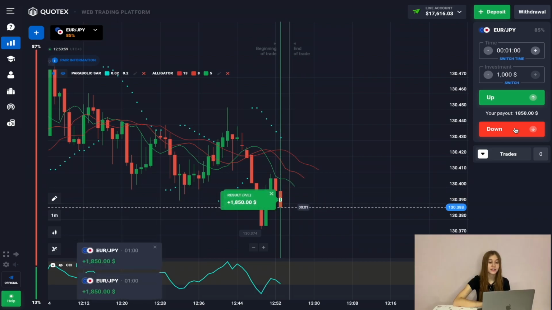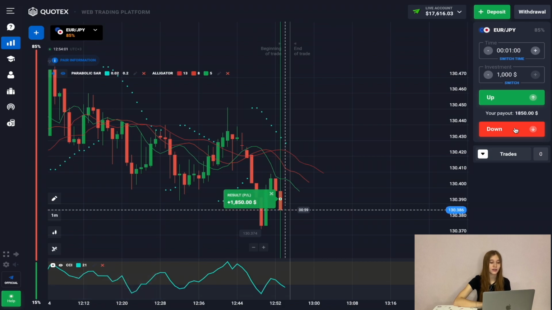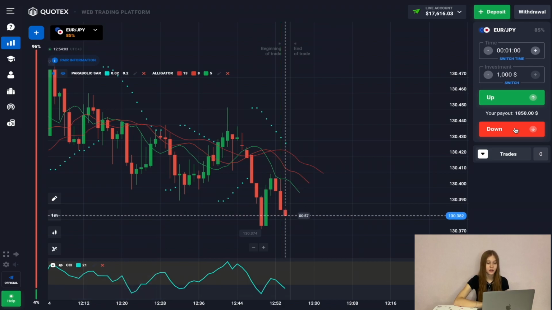So we have successfully closed all our deals with a plus. We showed you a good trade today. So it was a good trade session today. We have closed successfully all deals.